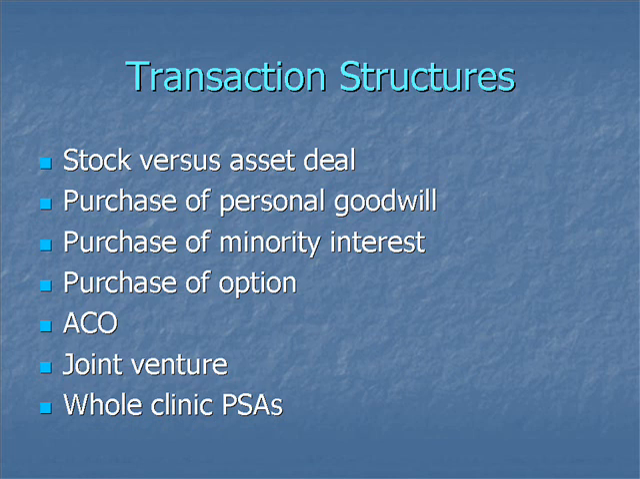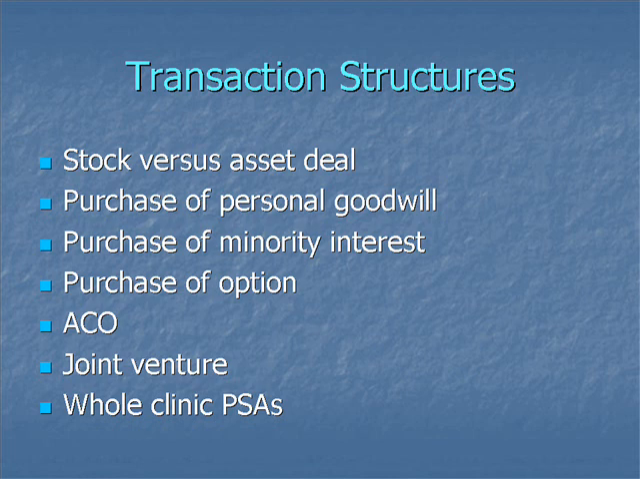This slide takes us through a few of the things that we're going to be talking about, and really into what Jim is going to be talking about a little bit. We're going to talk about the differences between a stock and an asset deal in an integration transaction. We're going to be talking about an alternative, which is an asset deal including the purchase of personal goodwill, an asset that's owned by the physicians that own the clinic. I want to talk about a couple of alternative purchase integration options. One, the purchase of a minority interest by a hospital. Second, the purchase of an option by a hospital.